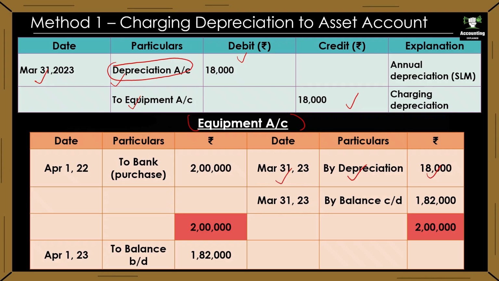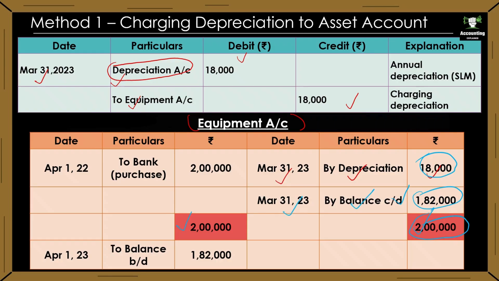Now we have to close the equipment account. Okay. Now if you see, the balance of the debit side is more when compared to the credit side. So we will take the total of the debit side, 2 lakhs, to the credit side as well. Okay. Now, if you deduct 18,000 from 2 lakhs, you will get a balance of 1,82,000. Okay. That will be written as March 31, 2023 by balance carried down.